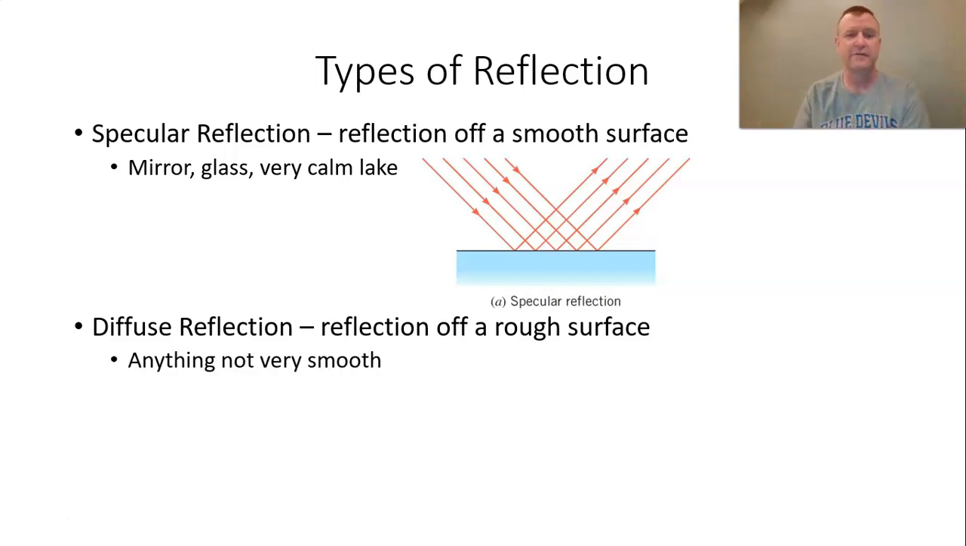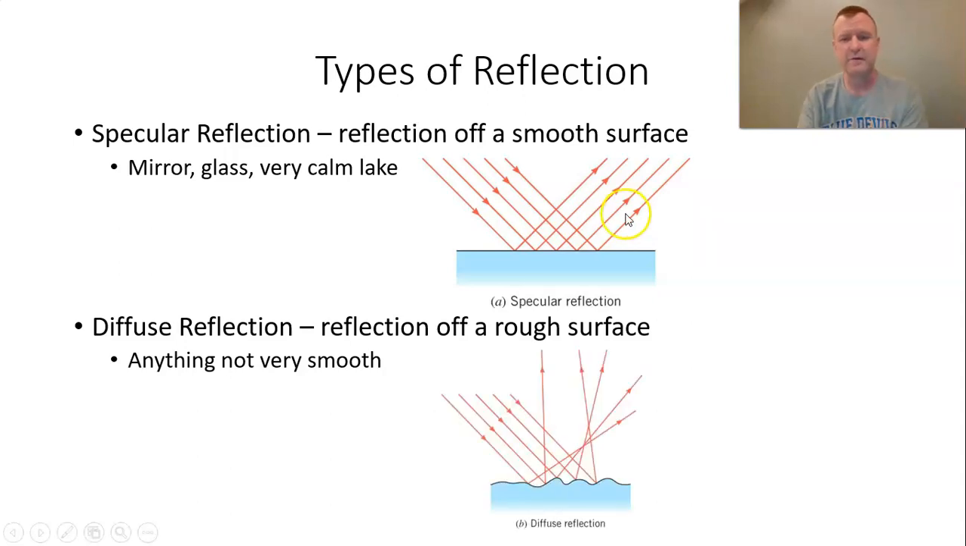The other type is diffuse reflection, and this is reflection off a rough surface. What's a rough surface? Well, anything that's not very smooth, really. So there's a lot of things that could be that. But anyway, what happens here is you can see this surface is not as smooth. The incident rays, they're all coming in parallel, but then they hit different points on that surface. And because that surface has a lot of dips and bumps in it, each ray is hitting a different angle of surface there. So each ray is obeying the law of reflection.